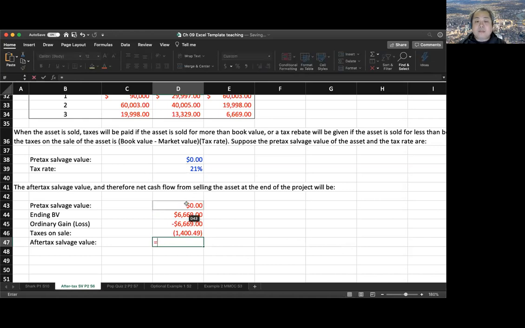Then after-tax salvage value will be pre-tax value plus your tax savings. So in this case, you can increase cash flow because you save taxes. Total $1,400.49 will be your after-tax salvage value.